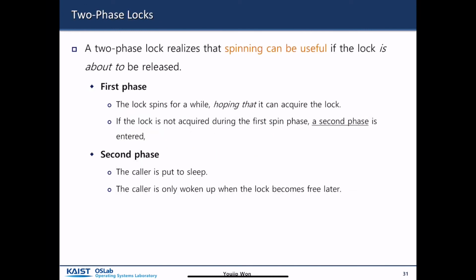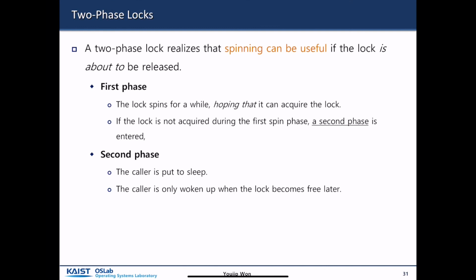Okay, and there is another type of lock, which is called a two-phase lock. Spinning sometimes can be very useful because it does not create a context switch. So a two-phase lock is efficient when the lock is about to be released. In a two-phase lock, at the beginning, it waits for the lock in the spin phase, and then after it fails to acquire the lock after spinning, it becomes a sleep lock.